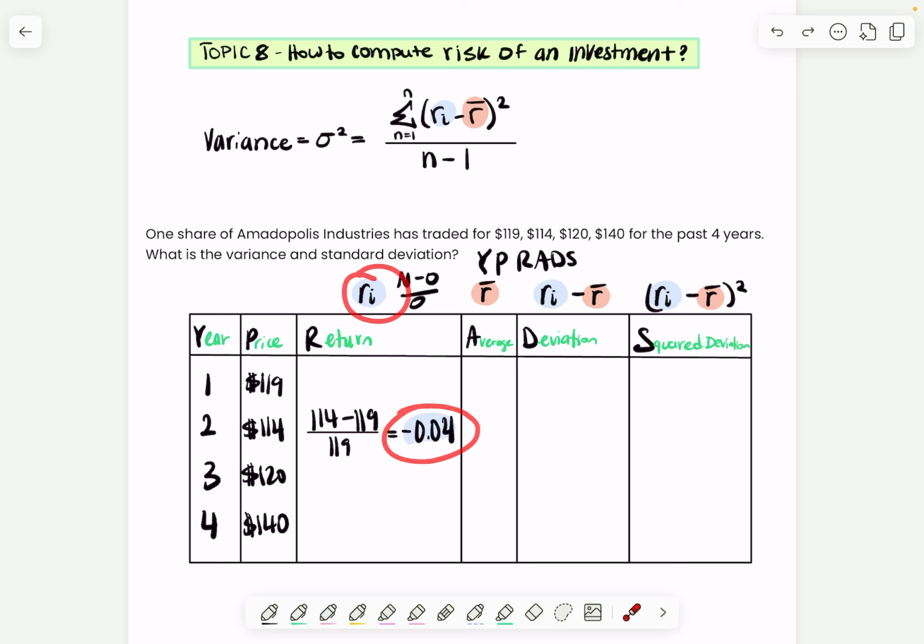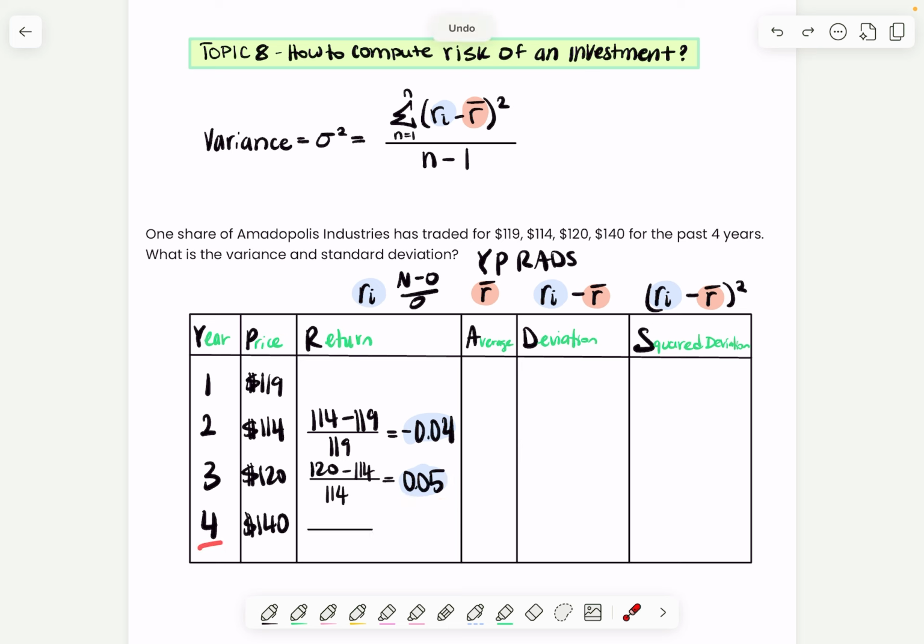This is the return for year 2. Now for year 3, again, it's a fraction. The new price is 120 minus the old price, which is 114, over the old price, so same numbers. If you put that into a calculator, round to 2 decimal places, you get 0.05. So this is your rate for year 3.